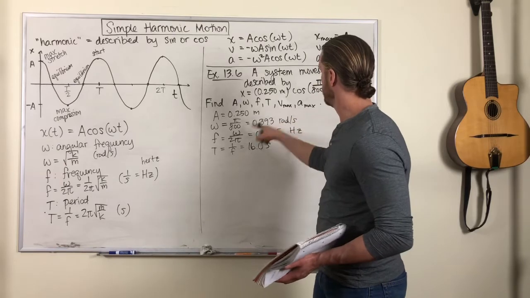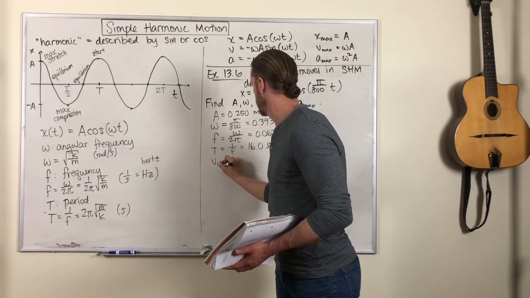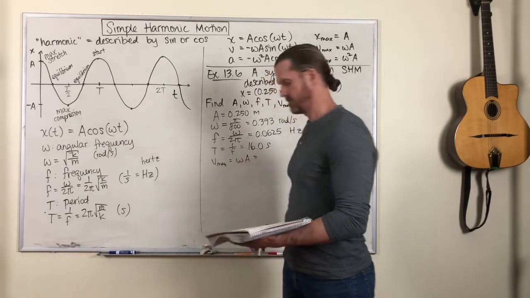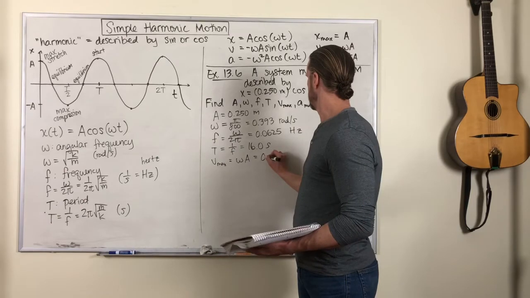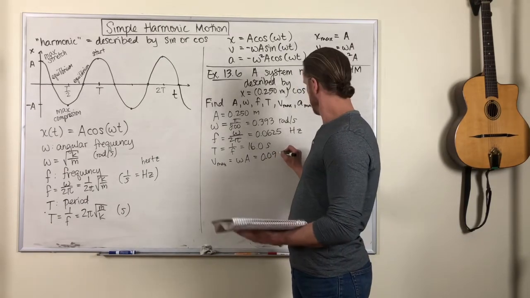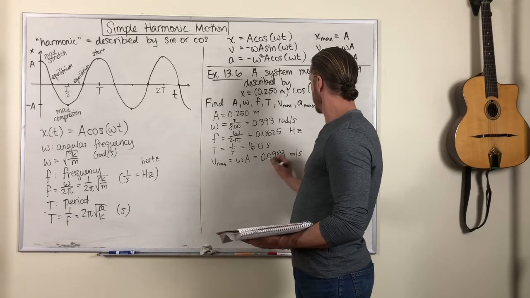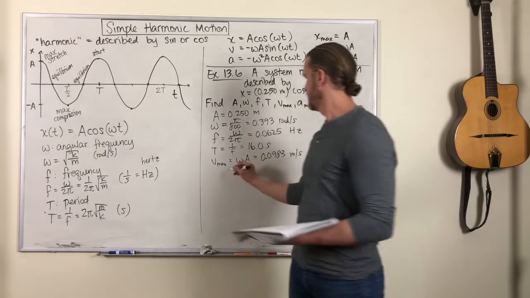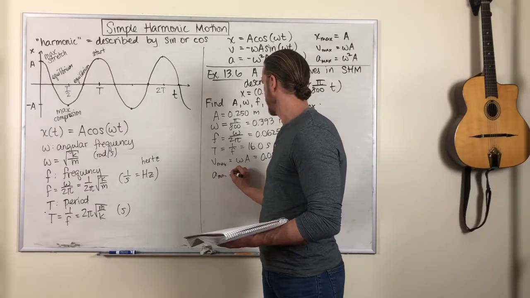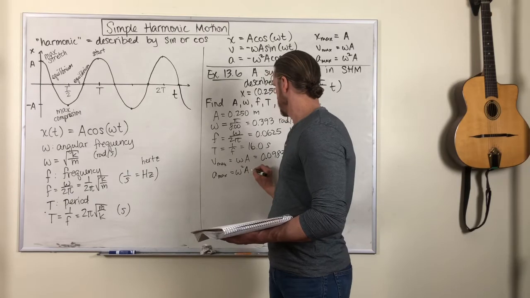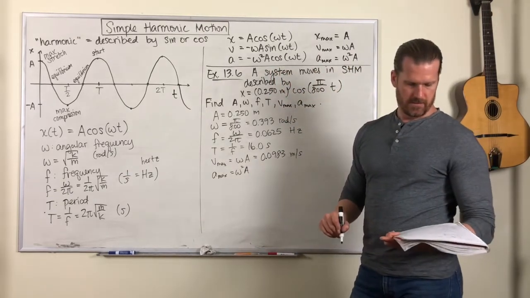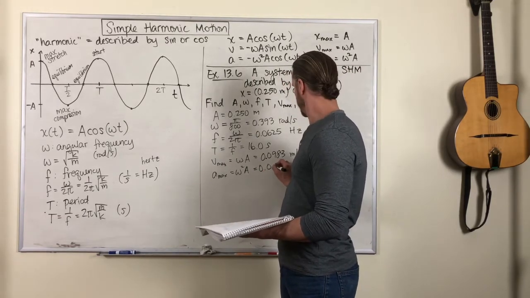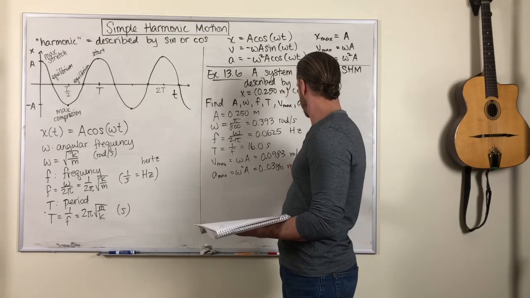And what else do we want to know? v max, omega A, 0.0983 meters per second. That's the speed of that block when it passes through equilibrium. And we can also find the maximum acceleration, 0.0386 meters per second squared.